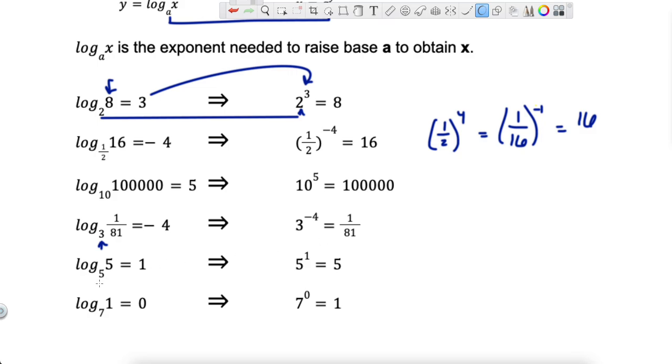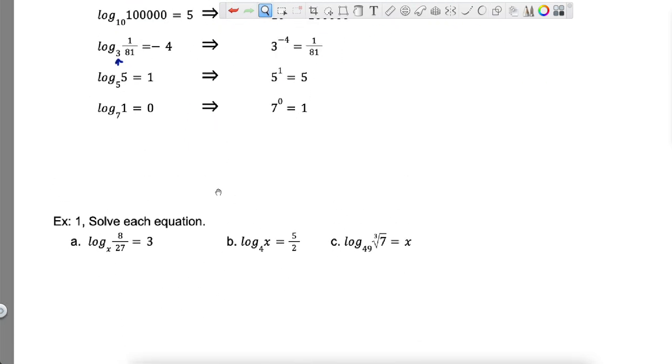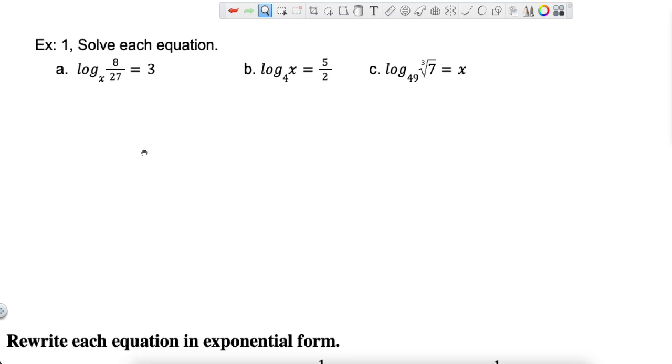Log base 5 of 5 is 1. Log base 7 of 1 equals 0. So we have a base of 7 raised to the 0 equals 1. Anything raised to the 0 power is 1. Okay, except for 0.